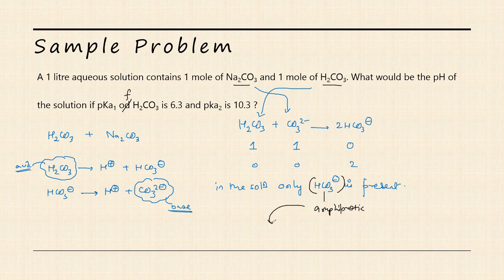And now how will you calculate pH? pH is equal to pKa of formation plus pKa of dissociation upon 2. So 6.3 plus 10.3 divided by 2, and that will be 8.3. The pH of the solution will be 8.3. Clear? So I hope you have understood a bit about hydrolysis. It seems a difficult thing to people, but it is not. It is actually a very easy part.